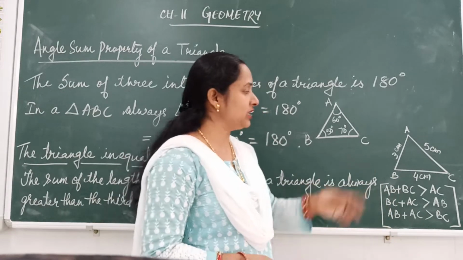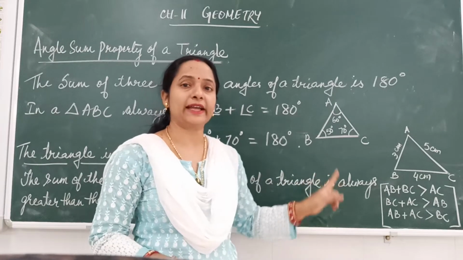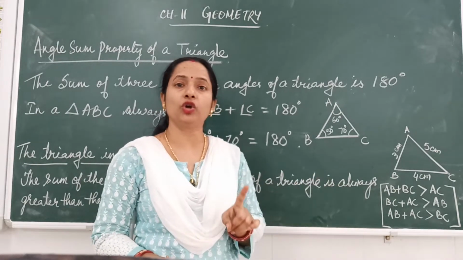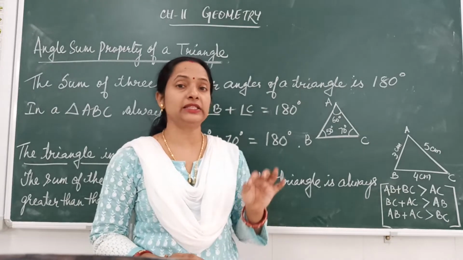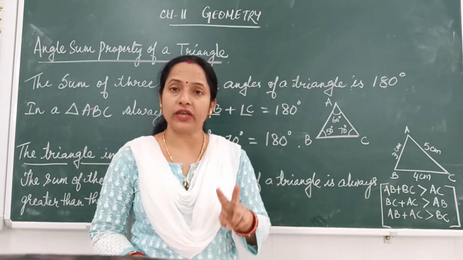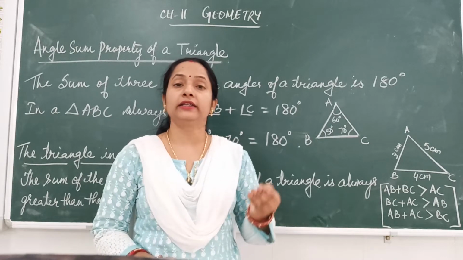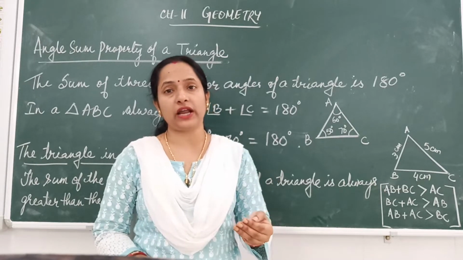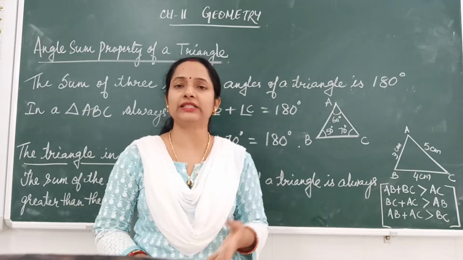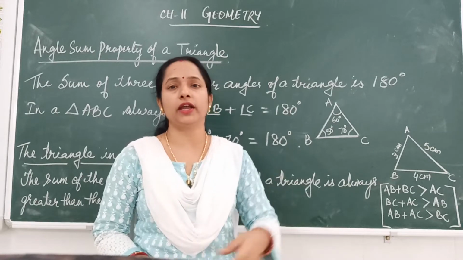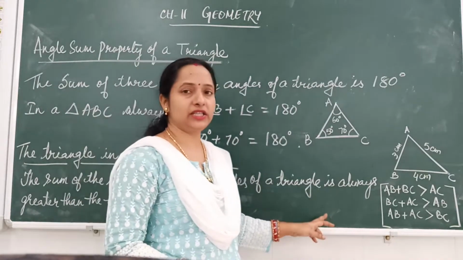So why is this condition given? If any triangle is satisfying these conditions, then only that triangle is possible. Understood? If, when you are finding the sum of any two sides of a triangle, you find that the sum is not more than the third side, it is equal to or less than the third side, then that triangle is impossible. So children, always remember this condition.